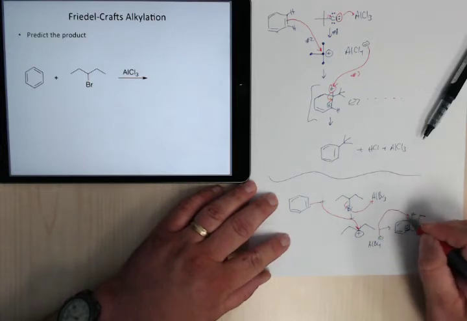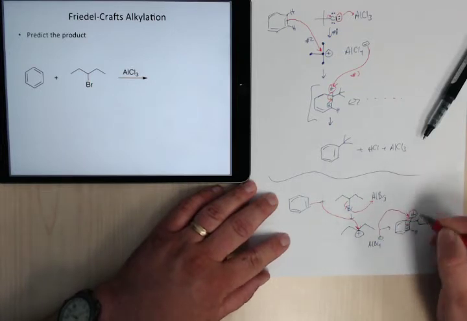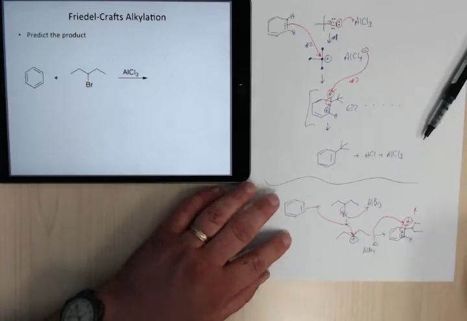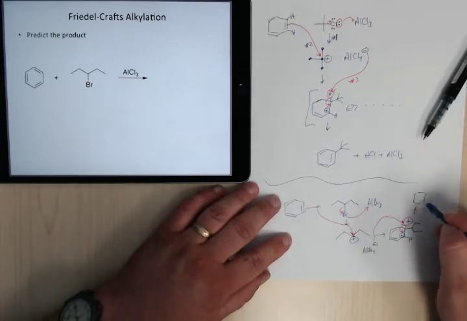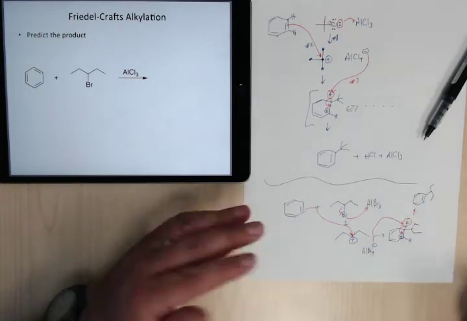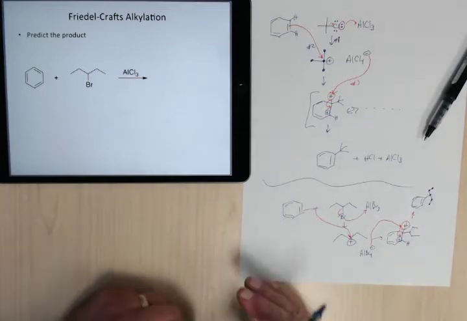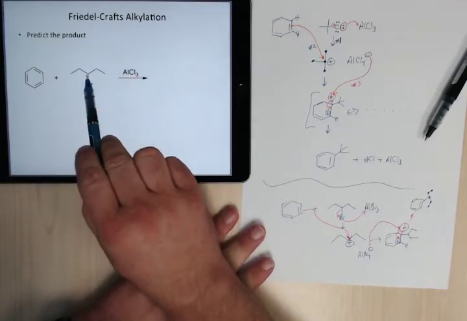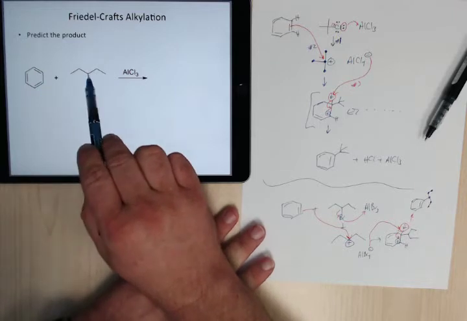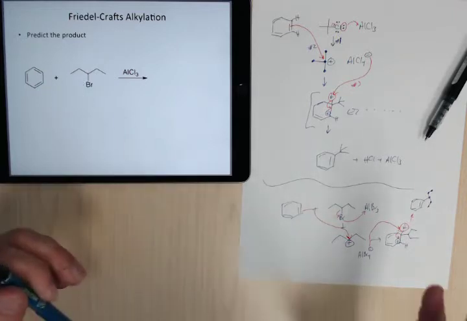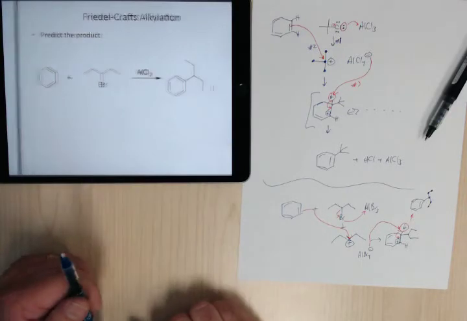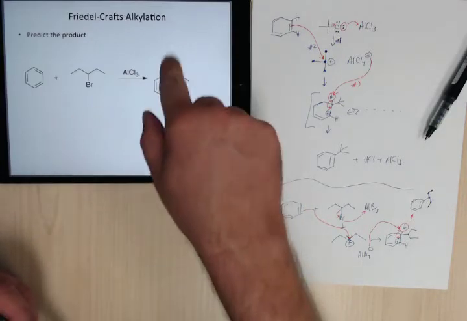This is going to attack here. That hydrogen, which is going to collapse down, and regenerate your benzene. Like that, or however you want to do it. So where the bromine is here, that's where it's going to attach to the benzene, most of the time. So you're going to end up with this.